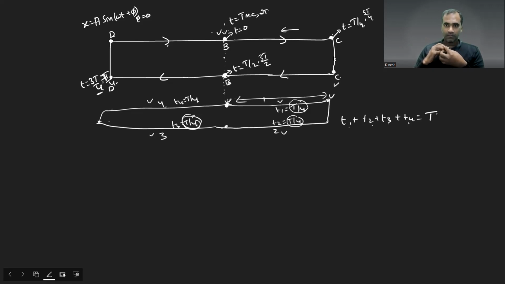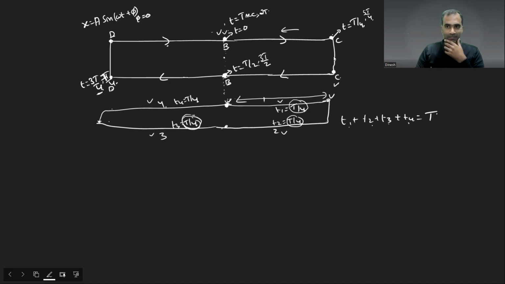Rishika, what is the time taken to go from B and come back to B? T, sir. Extreme positions you'll reach only after T time. But the equilibrium position, you reach twice in the same time period.